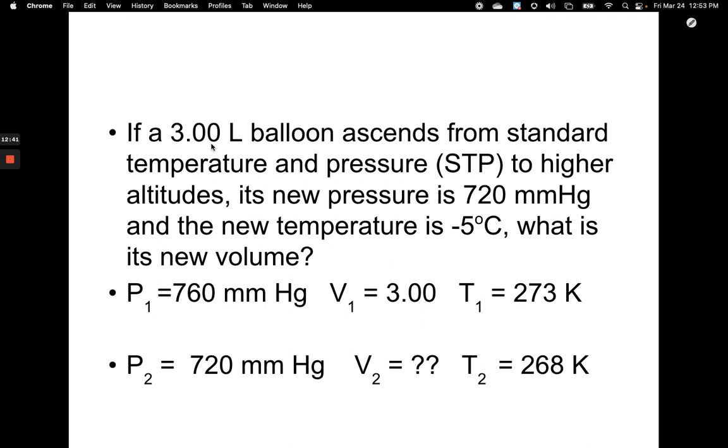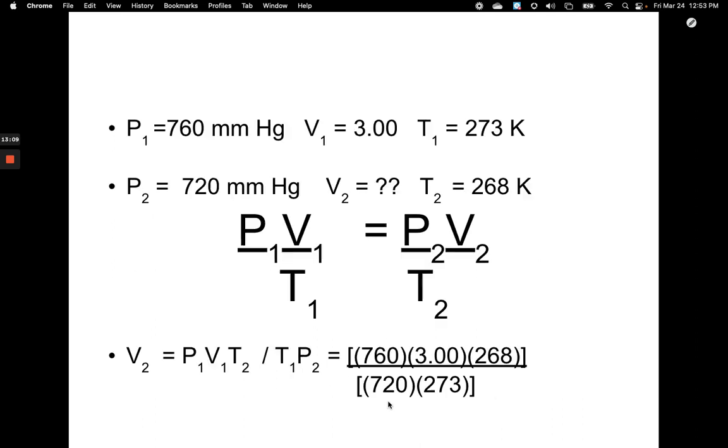Now the volume that you start with is 3. Now it says that the new pressure is 720. So the pressure actually goes down, okay? But the temperature also goes down. Notice, where did I get the 268? Well, that's my conversion of Celsius into Kelvin. Now, you got that big equation to plug into. Can you do it and solve for V2, the new volume?